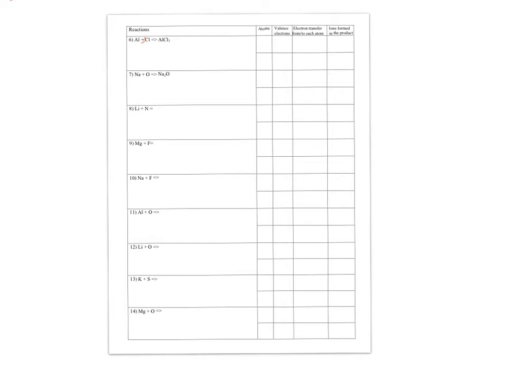Okay, so if you have aluminum, then I'm just going to do the Lewis dot with 3 electrons in the outer shell, right? And you're combining it with 3 chlorine atoms, each one of them having 7 electrons.